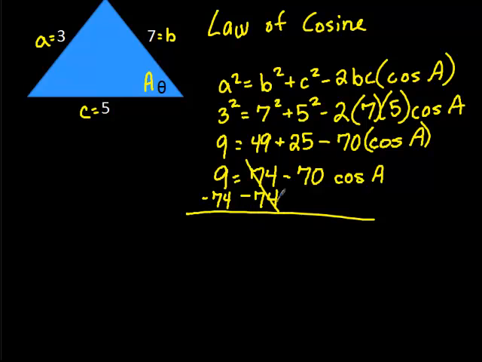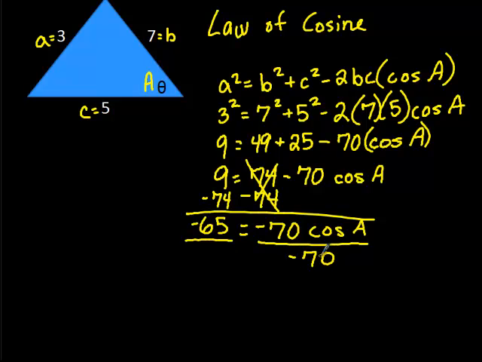On the right-hand side, the 74's cancel out, so we have negative 70 cosine of capital A. 9 minus 74 is negative 65. So we have negative 65 equals negative 70 cosine of A. Now we want to get this cosine of A by itself. We have to undo the multiplication. We do that by dividing. So we divide both sides by negative 70. The negative 70's cancel out. So that means on the right-hand side we have cosine of A by itself. Negative 65 divided by negative 70 is 0.929. So we have 0.929 equals the cosine of A.